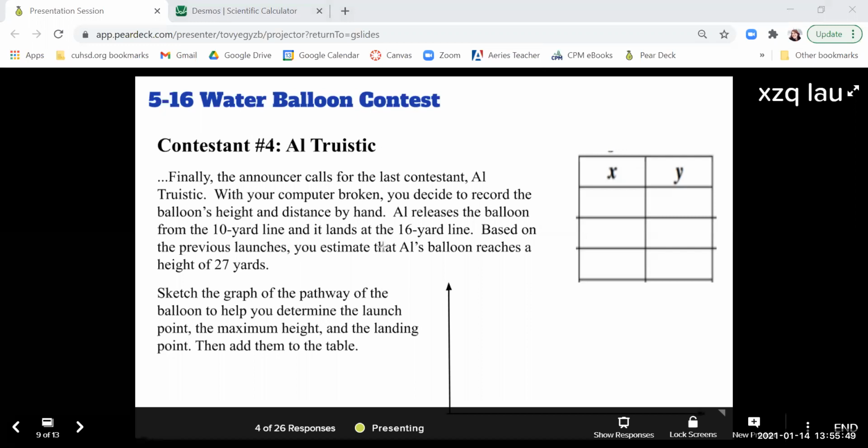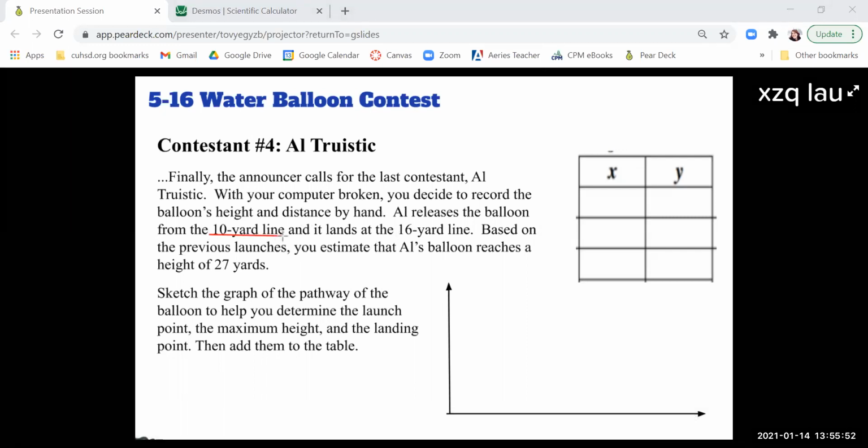All right, so I'm going to go ahead and just underline those key things. We have a 10-yard line. It's released from the 10-yard line. It lands at the 16-yard line, and it's got a maximum height of 27 yards. Sketch the graph of the pathway to help you determine the launch point, maximum height, and landing point, and then add them to the table. Okay, so this is what we're trying to find for the table: our launch point, our maximum height, and our landing point.